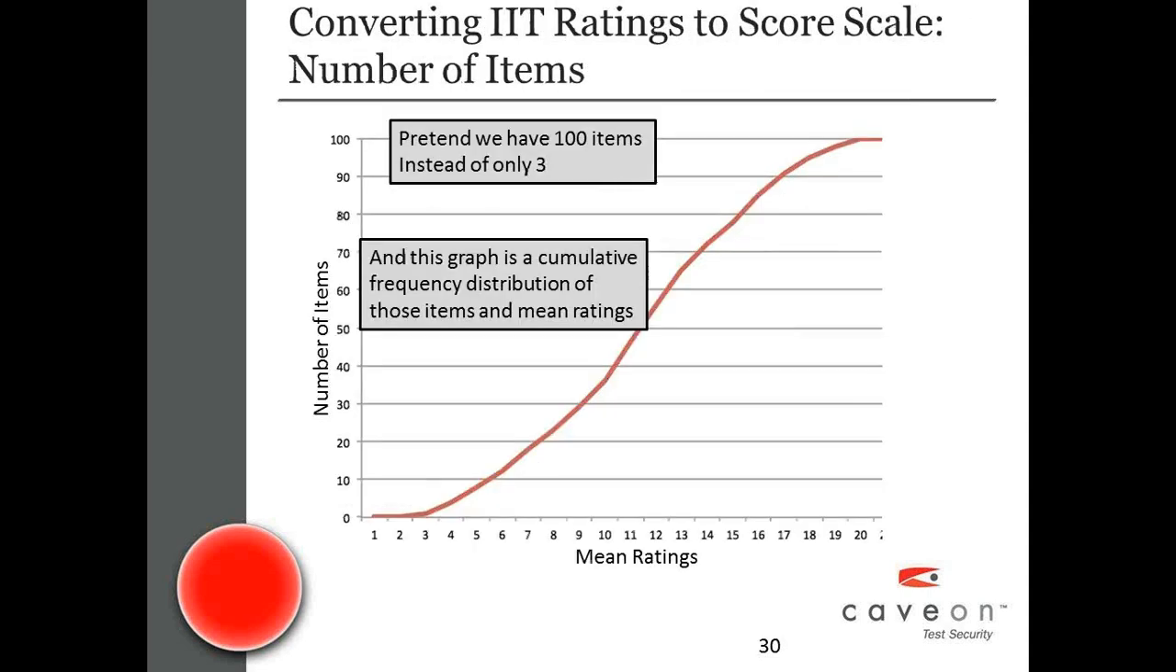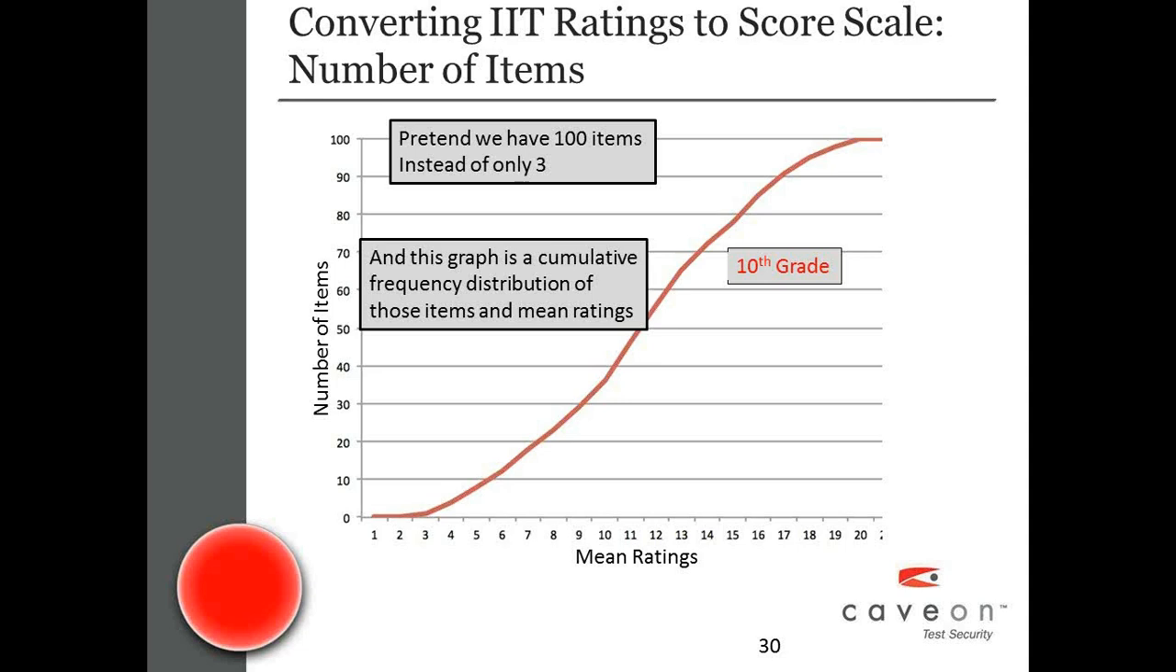Now, in order to do this, I beg for your imagination a little bit. Instead of just having 3 items, let's pretend we have 100 items, and that this graph you see here is a cumulative frequency distribution of those items by their mean ratings. I didn't know how to show it with only 3 items, so I needed to make a little better chart. So please pretend. Okay, next, click once, Steve.